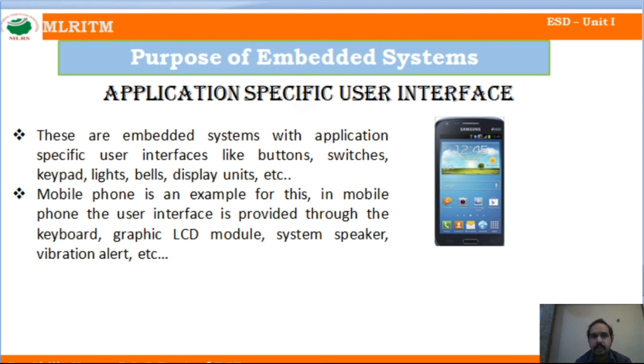If you look at the television, we have a power on button. Some volume buttons will be there, switches will be there, and sometimes keypads will be there to enter values into the embedded system. Lights will be there, buzzers will be there, then display units will be there. These are the user interface. The user can give some input to the embedded system, and it can be of different types.